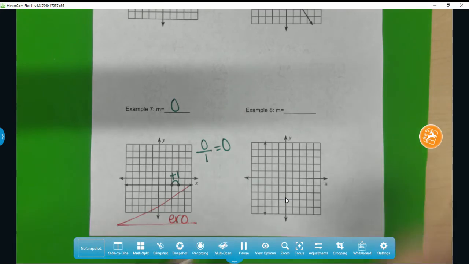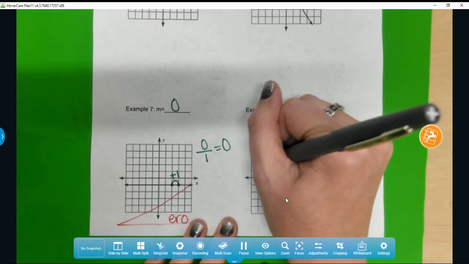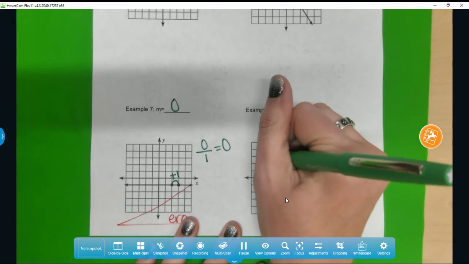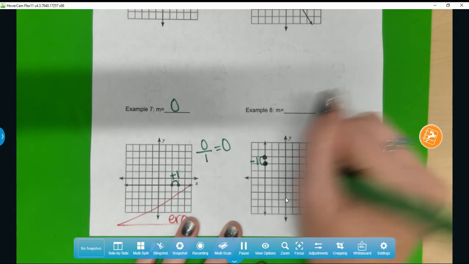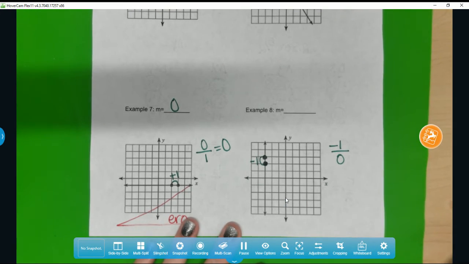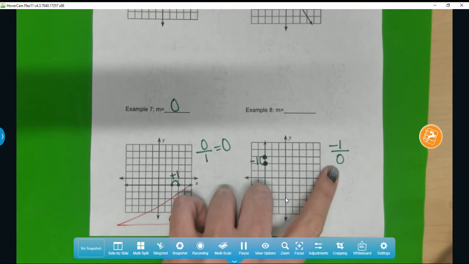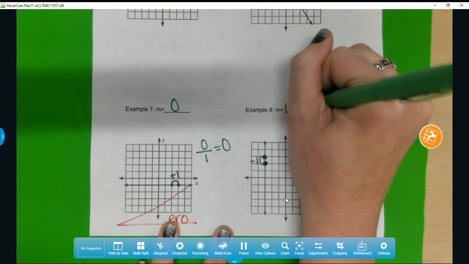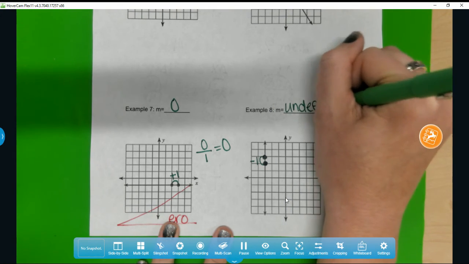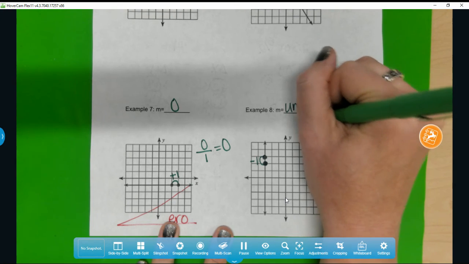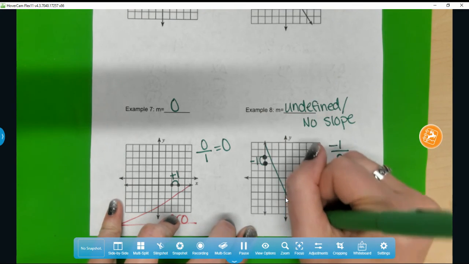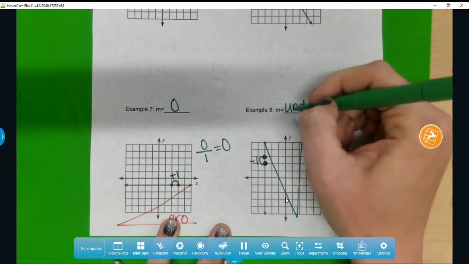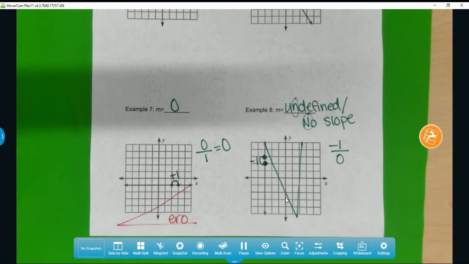Okay, here we need to pick 2 points. So I'm going to pick those 2. We go down 1, so that's going to be my top number. I don't move left and right, so that's going to be at the bottom. Okay, when 0 is at the bottom, you'll get an error, so that is undefined. You might also see it as no slope. Okay, so this one you can make into an N for undefined or no slope.